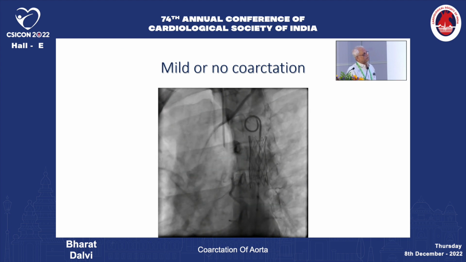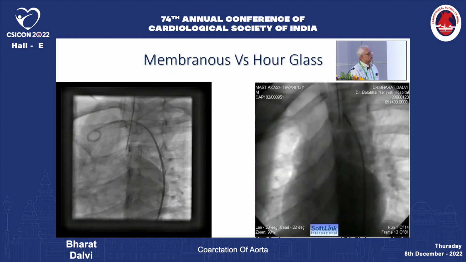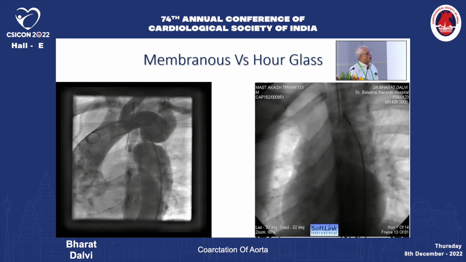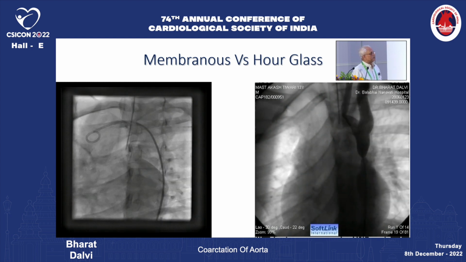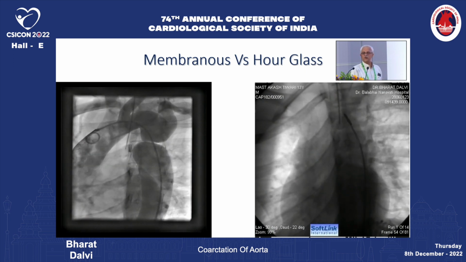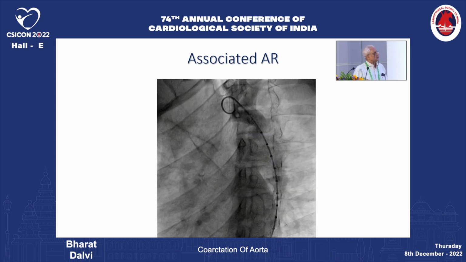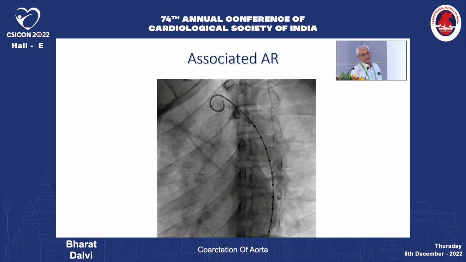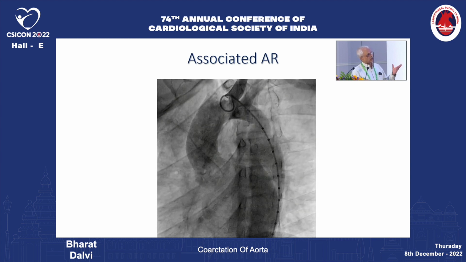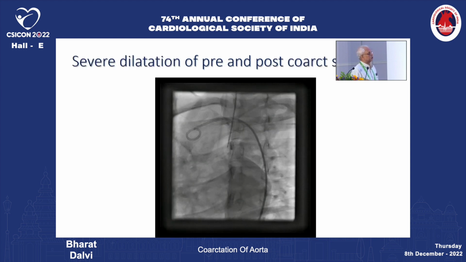Now this is an example of where you need to stent despite there being no residual coarctation. This is an example of what I would call a membranous coarct, which is very soft as compared to an hourglass coarct where stent migration would be extremely uncommon. This is an example of aortic regurgitation. Look at the pulsatility. And more so, if you have a mild coarct in presence of aortic regurgitation, that's a perfect recipe for stent migration.